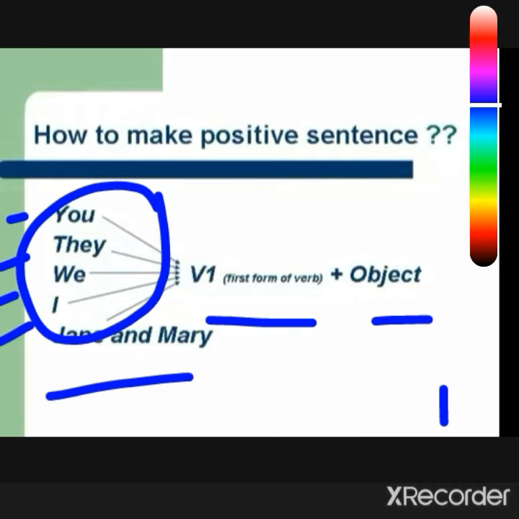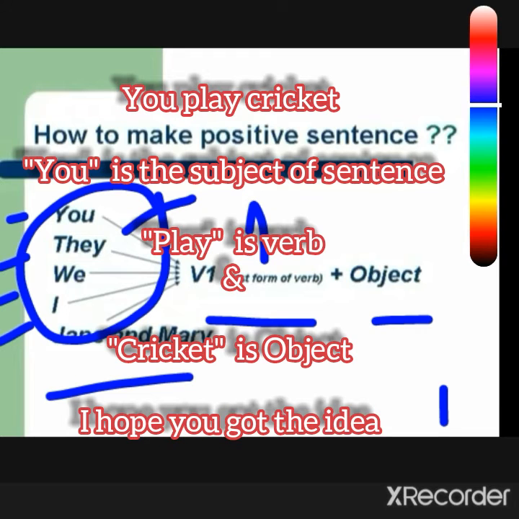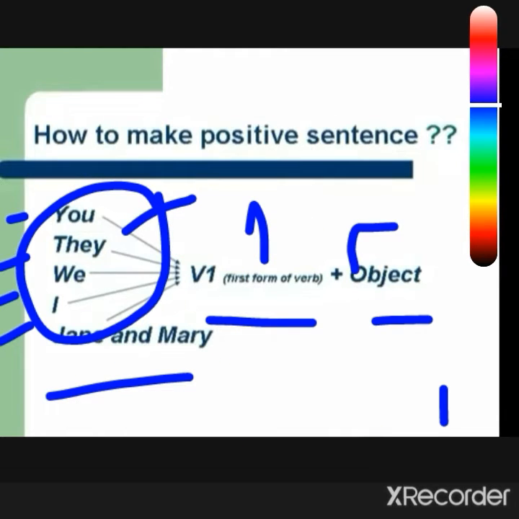Now let's make some sentences from these subjects. The sentence will become: you play cricket. You is the subject, play is the verb, and the object is cricket. You play cricket, they play cricket, we play cricket, I play cricket, Jane and Mary play cricket.